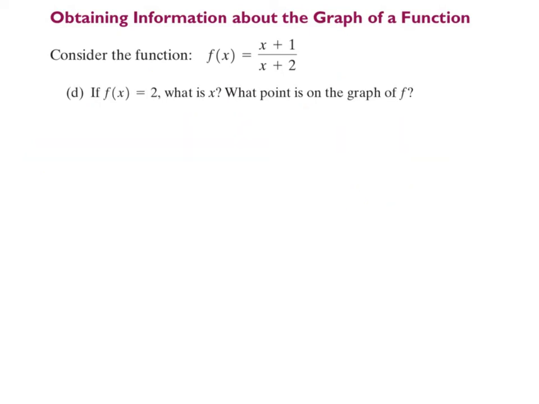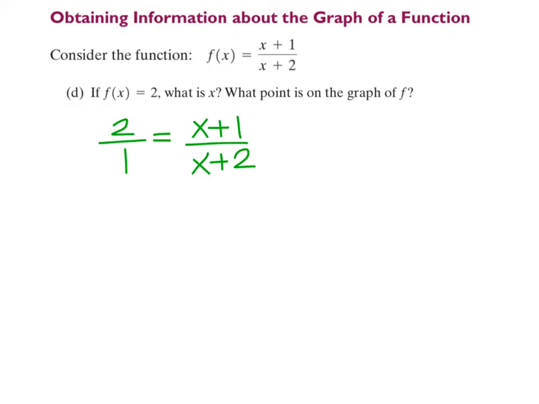So we're going to take that last question and flip it a little bit. So if f of x equals 2, that means if y equals 2, if my output is 2, what is x? So I'm solving for x and not y here. And then what's the point on that graph? So what I'm going to do is set f of x equal to 2, and I'll show you how I do that.